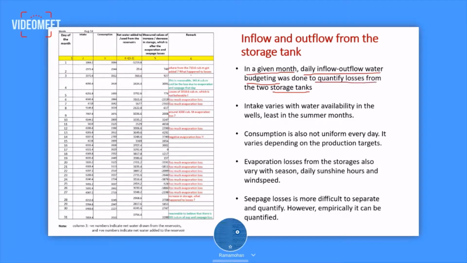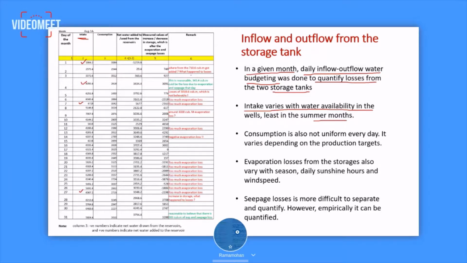And then the attempt is to find where the unaccounted-for water is, and whether there are any losses. The intake varies with water availability in the wells, at least in the summer months. The intake depends on how much water is available in the wells. It is generally very high, around 6,000 cubic meters, but sometimes the availability goes down because of long electricity outages, electricity is not available, or the water wells have dried up, or various other constraints. So the supply intake varies with season, and also on a daily basis.